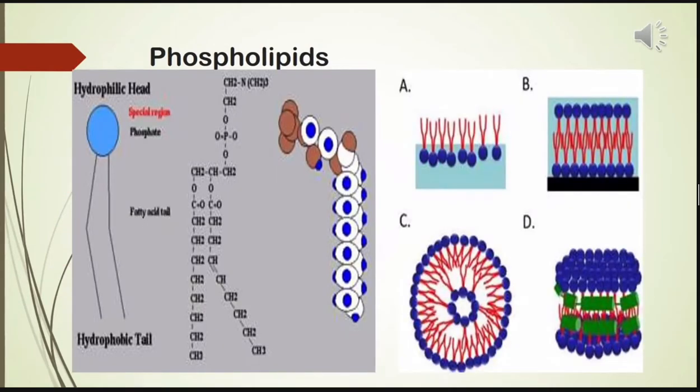Here, just to give an example, is your phospholipids, which is a major component of your cell membrane. The cell membrane is a bilipid layer with a hydrophilic head and a hydrophobic tail. What gives the phospholipids its hydrophilic head is, of course, the phosphate group.